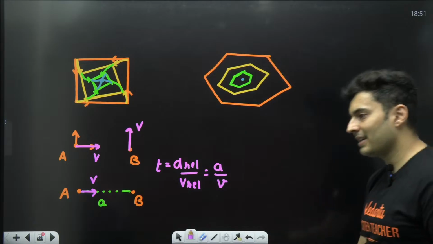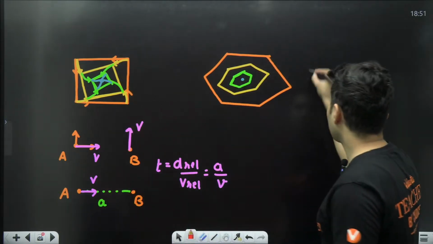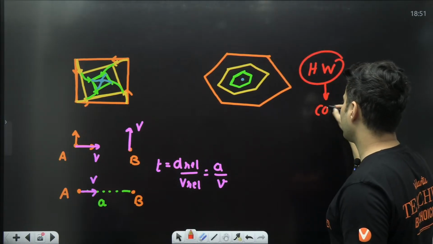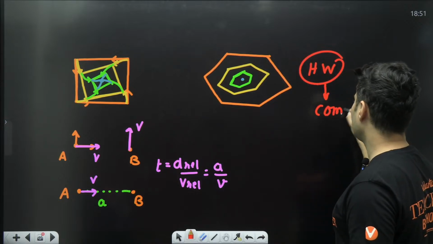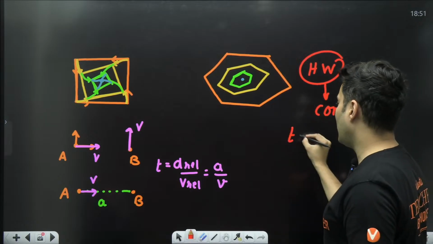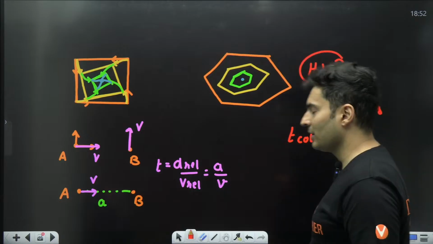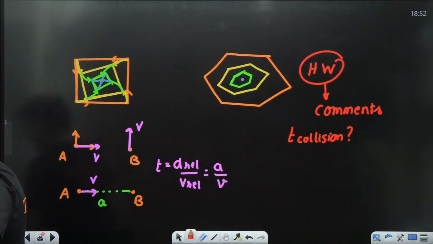Similarly, you can do it for a hexagon. Okay, so you try it out. This is your homework question. Answer it in the comments. What will be the time for collision? Okay, will you be able to do it, everyone? 100%, I think you can do it.